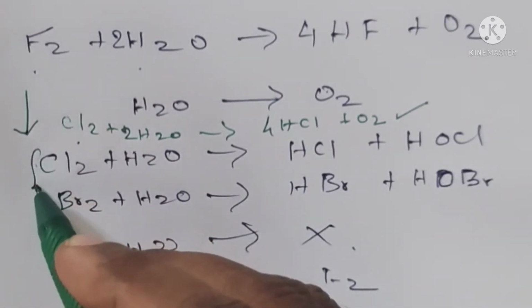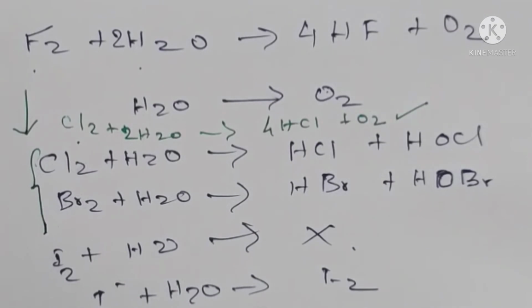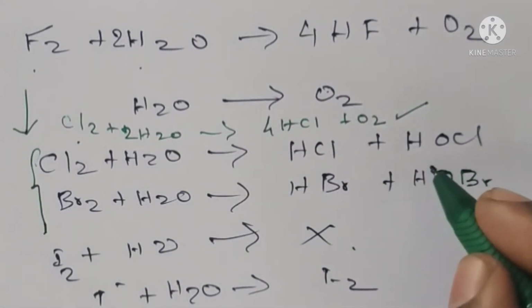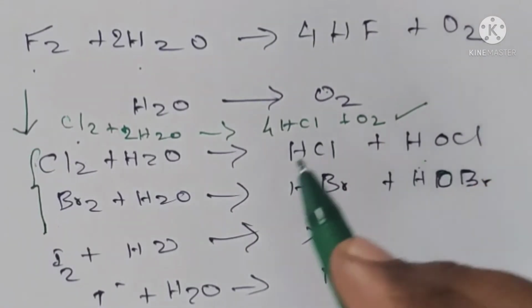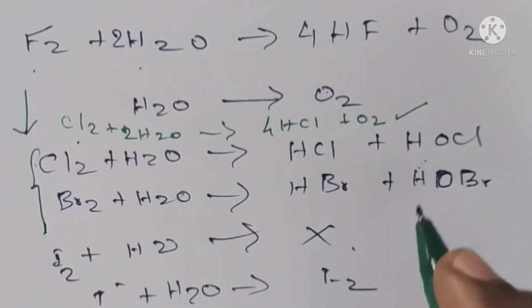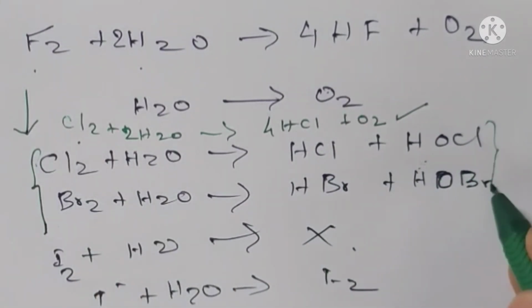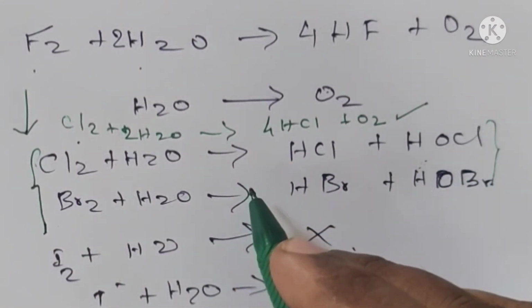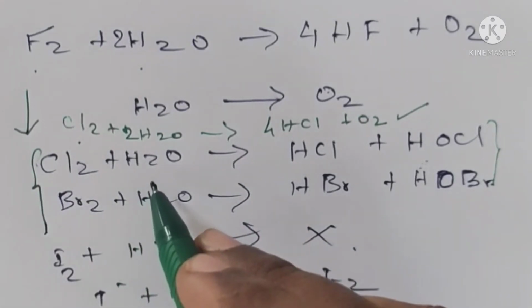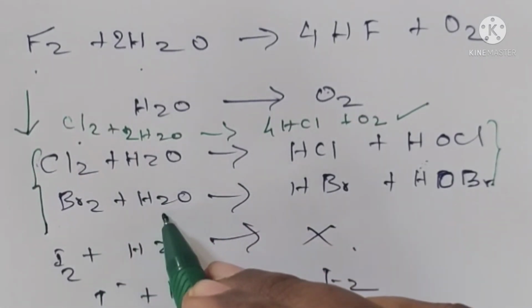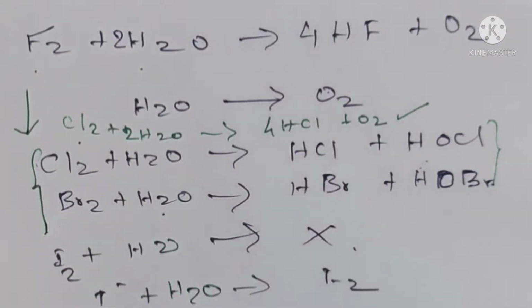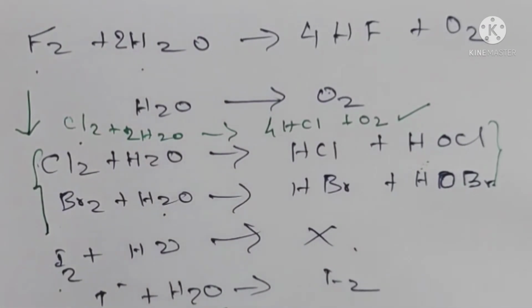That is why in the case of chlorine and bromine, they undergo disproportionation reaction. Both oxidation as well as reduction take place simultaneously in these two reactions. So this is an example of disproportionation. Chlorine reacting with water or bromine reacting with water, the reaction is disproportionation. But in the case of iodine, iodide gets oxidized by water, that is the reverse reaction takes place, that is oxidizing nature is very less.